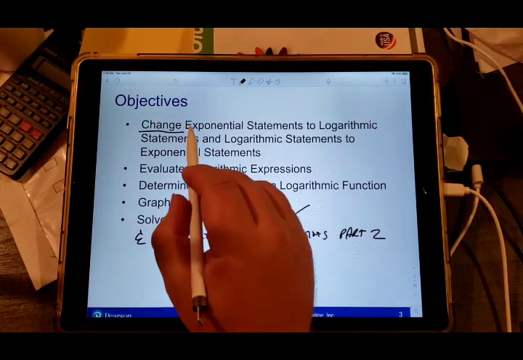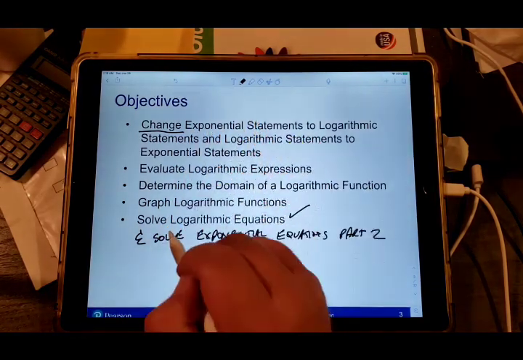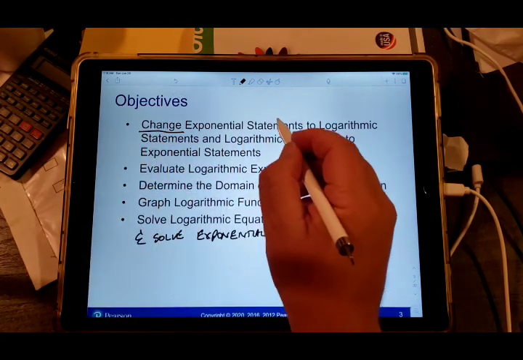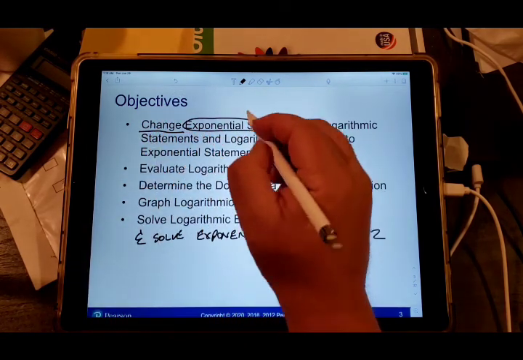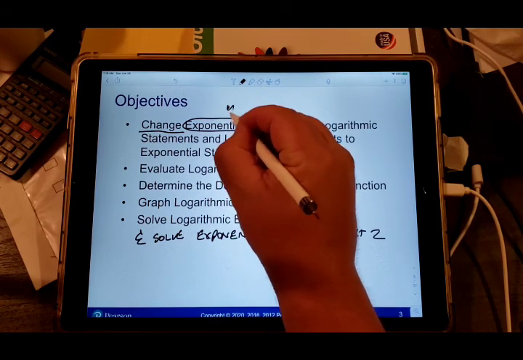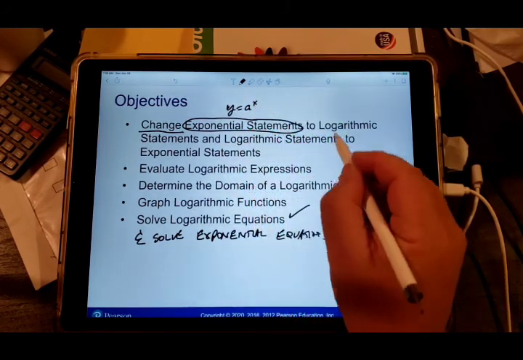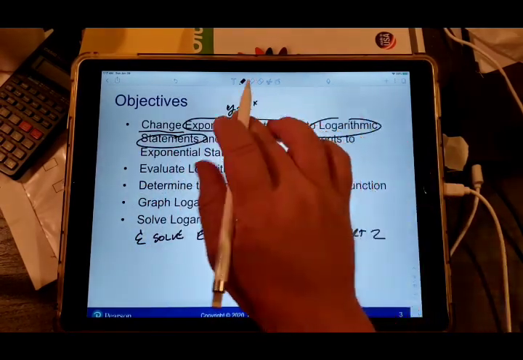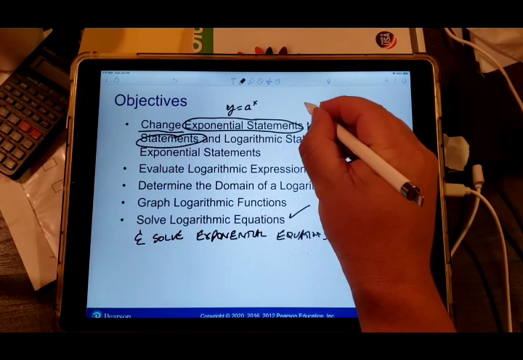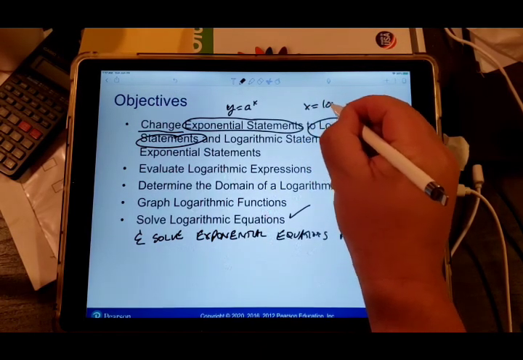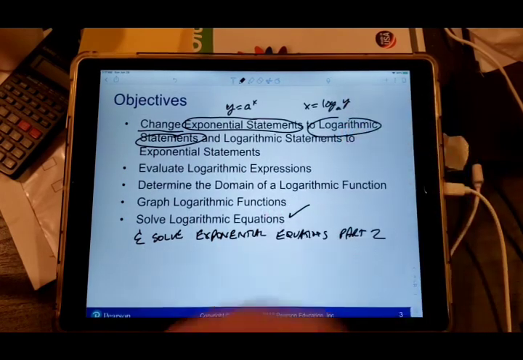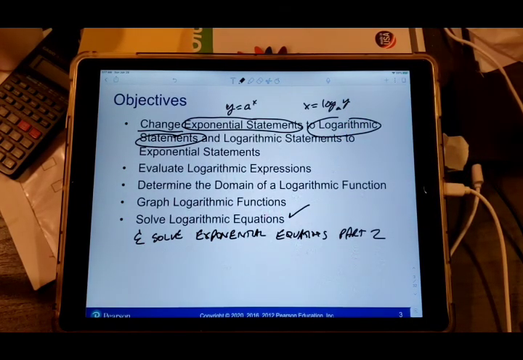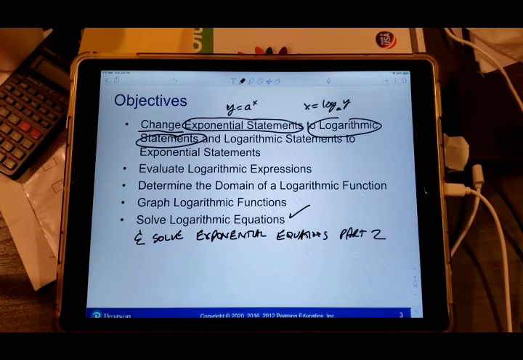All right, same idea. Always consider converting or changing an exponential equation like y equals a to the x into a logarithmic equation. The logarithmic equation that's equivalent to this would be x equals log base a of y. Always consider making that change if it helps, if it moves the problem or the process or whatever you're doing forward.